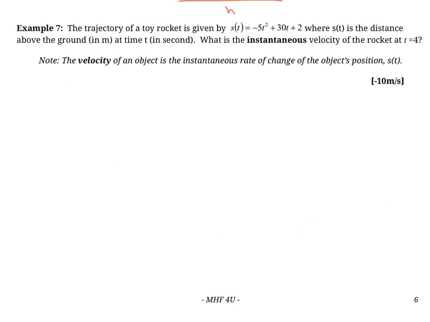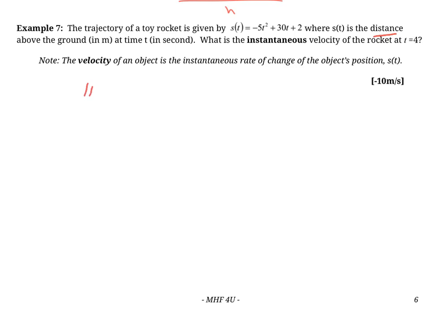Okay, let's move on to this last problem. This has the trajectory of a toy rocket given by an equation where s of t is the distance above the ground in meters and t is in seconds. So it's asking us basically what the instantaneous velocity of the rocket is at t equals 4. So it wants to know the speed of the rocket at 4 seconds when we are given the equation for the distance. And one thing to keep in mind, this is a physics concept, but it's pretty straightforward.